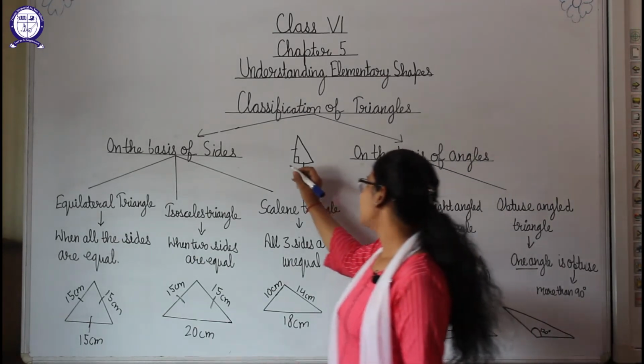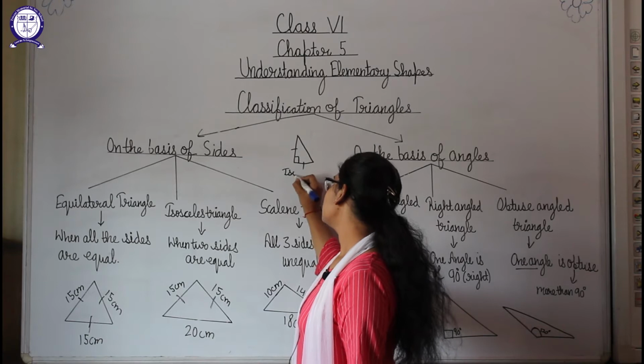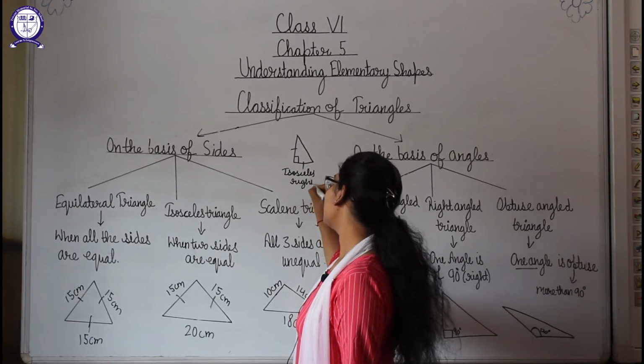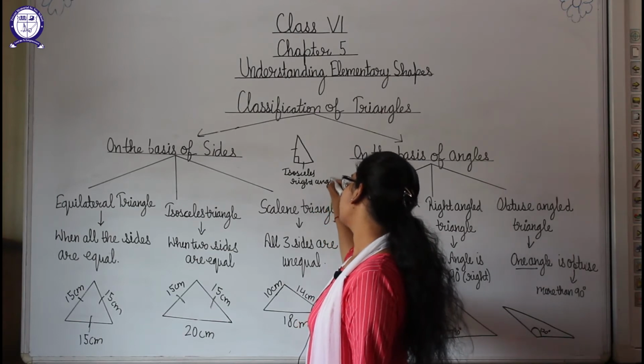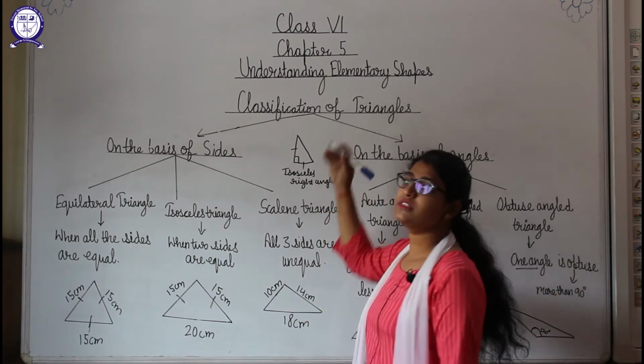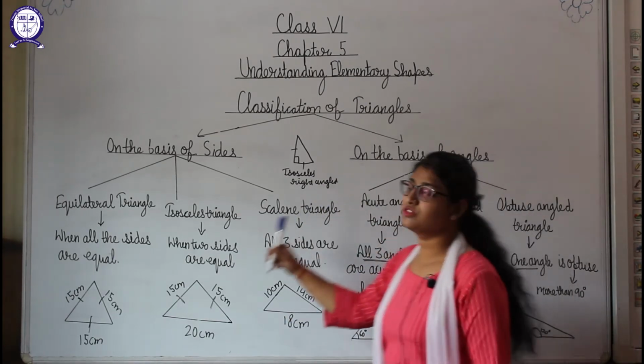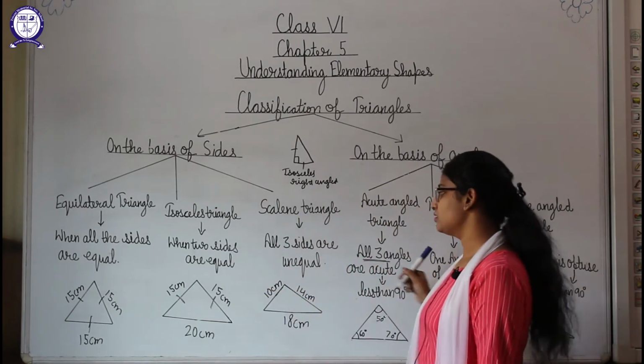So we can write that on the basis of sides it is isosceles, and on the basis of angle it is right angled. Like this you can classify any triangle: one triangle can be classified on the basis of both sides and angles.